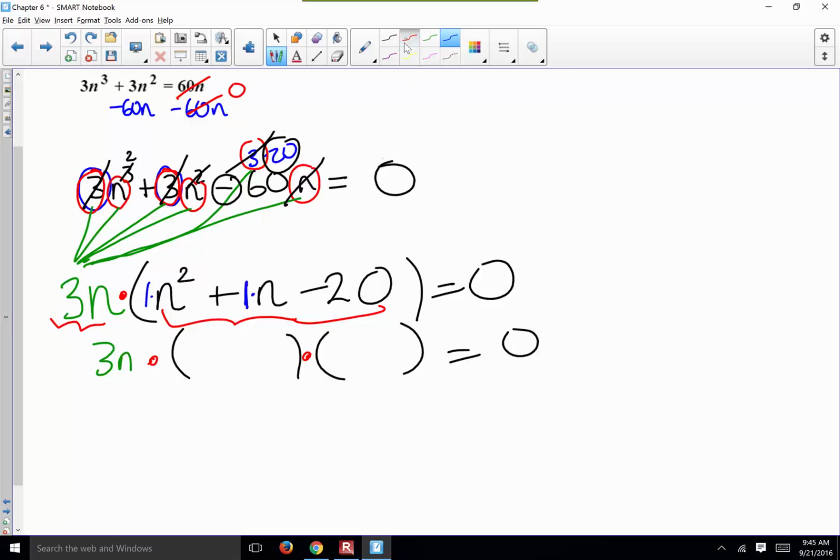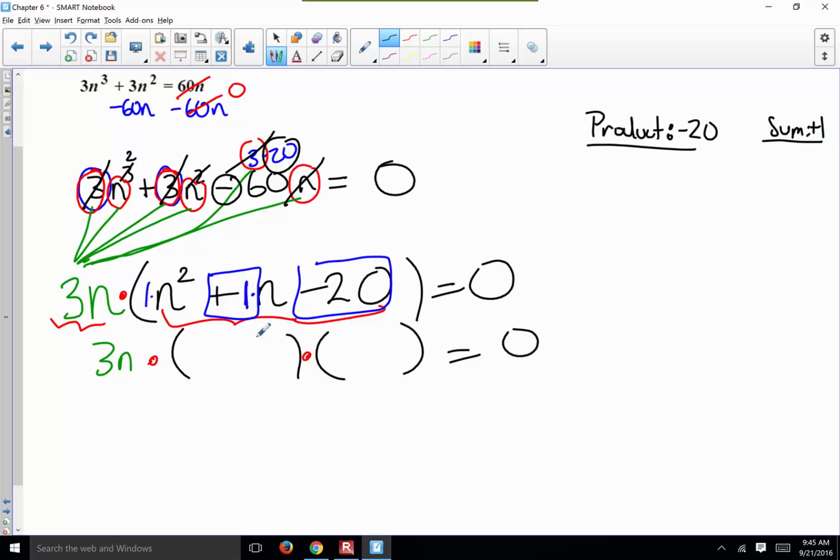All you need to do is take these numbers and match them with this puzzle. Product will be minus 20. Sum will be positive 1. What pair of numbers can you take here? Their product will be minus 20. Sum will be 1.